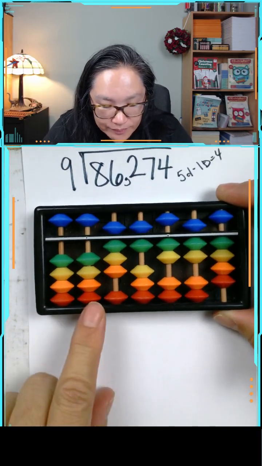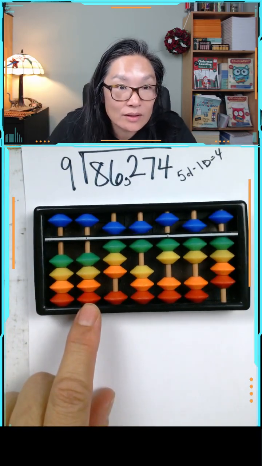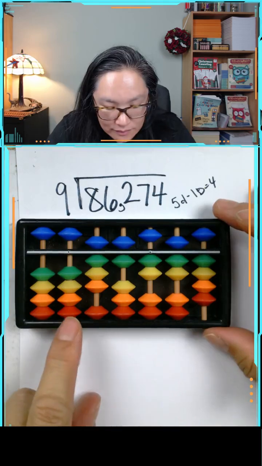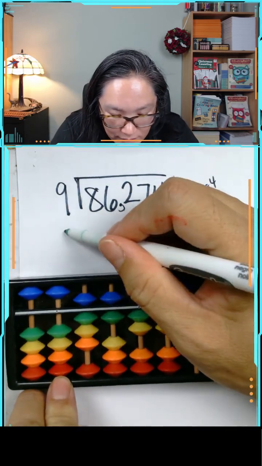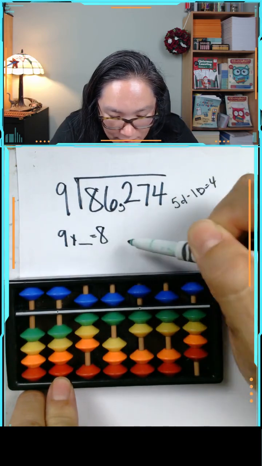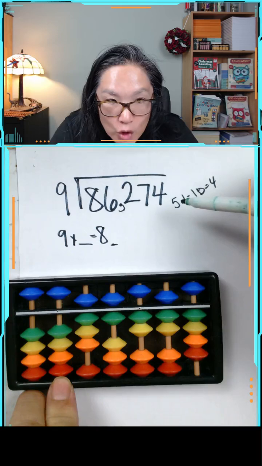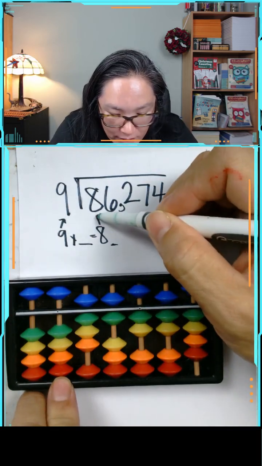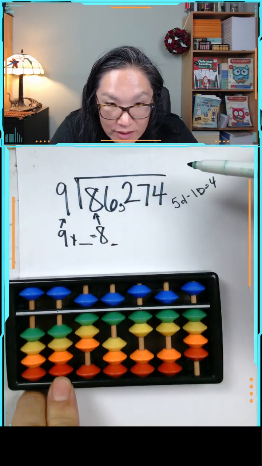Now what are we going to do? Can we see what's going on? There we go. We do it again. 9 times what is equal to 8? Can you do it? No. Because remember, the 9 is the divisor. The 8 is our dividend.